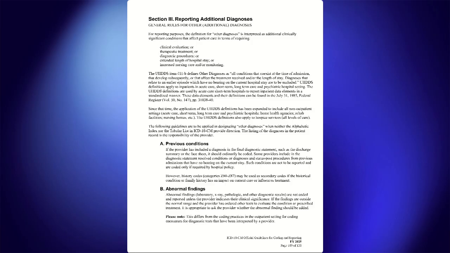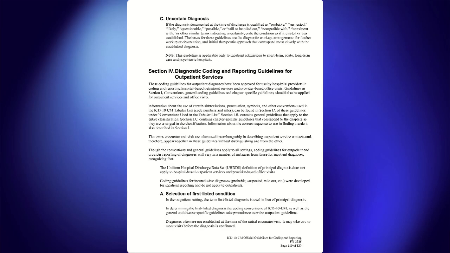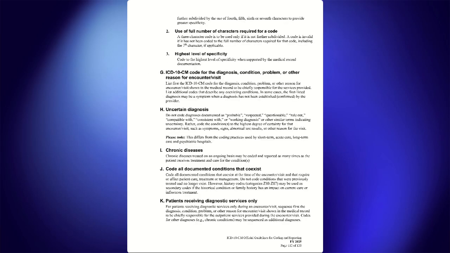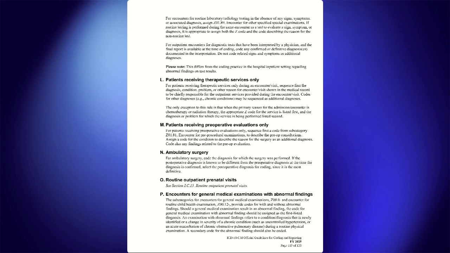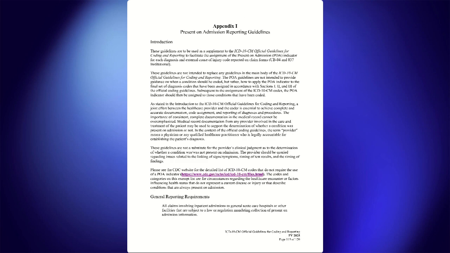And then since we're here, let me just show you section 4, which is divided into A through, I think it's K. I try not to memorize. Oh, more than K. Q, A through Q. All right, so those are the outpatient guidelines. And while I'm here, let me just tell you that there is an appendix, and this is for present on admission reporting guidelines. And this is for when you're coding inpatient. It's an indicator that attaches to the code. We'll talk about that in the coming weeks.